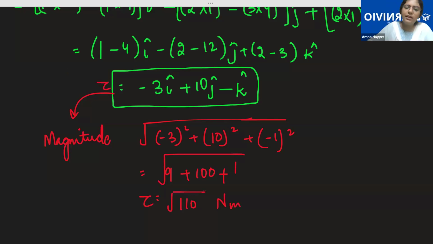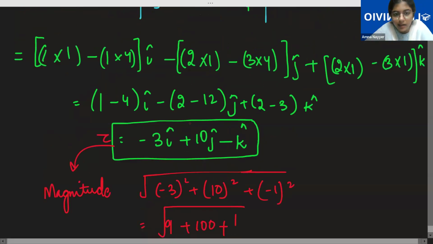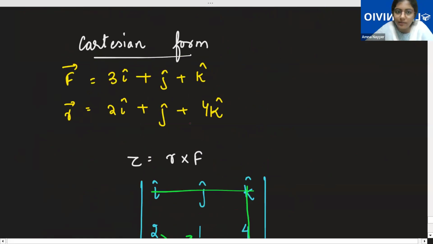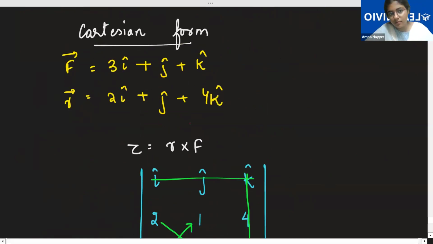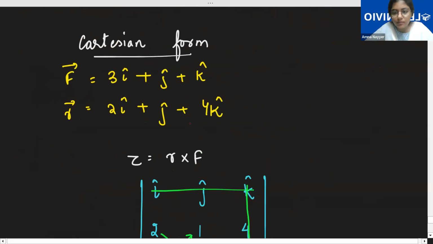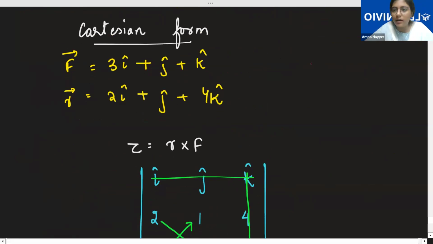So this is how it will be done. If magnitude is asked, this step is just one ahead, which we have already done. So this is how we write the cross product. Am I clear? Yes, ma'am. All right, please write it.